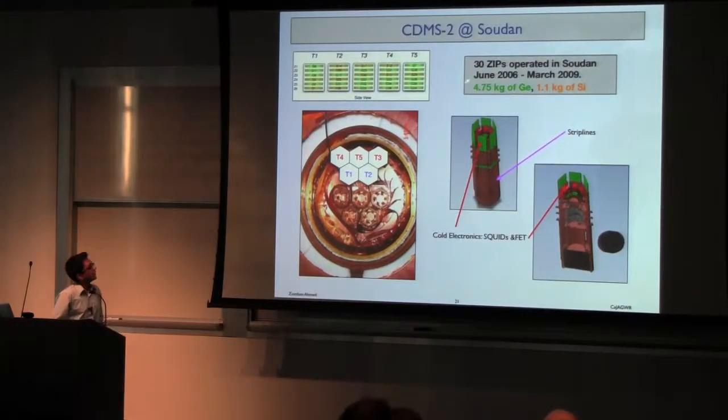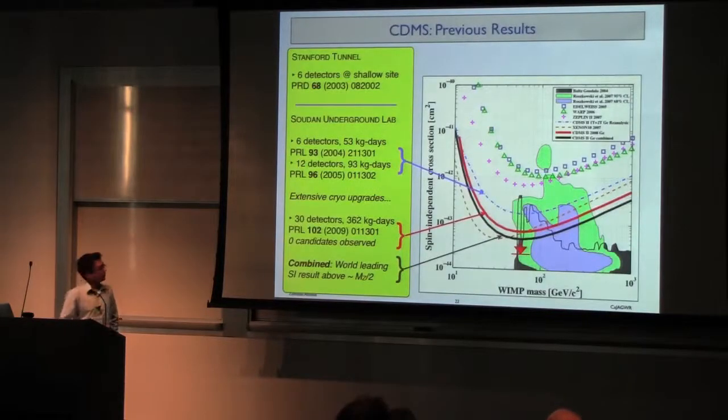Okay, so we had 30 detectors that ran in Soudan between 2006 and 2009 with just about 5 kilograms of germanium and about 1 kilogram of silicon. Okay, and how do we do with all of this? This is what we've had in the past. These are the results from the past. That blue line over there is the earliest CDMS-II operational results with just 2 towers of detectors. Each tower has 6 detectors in it.